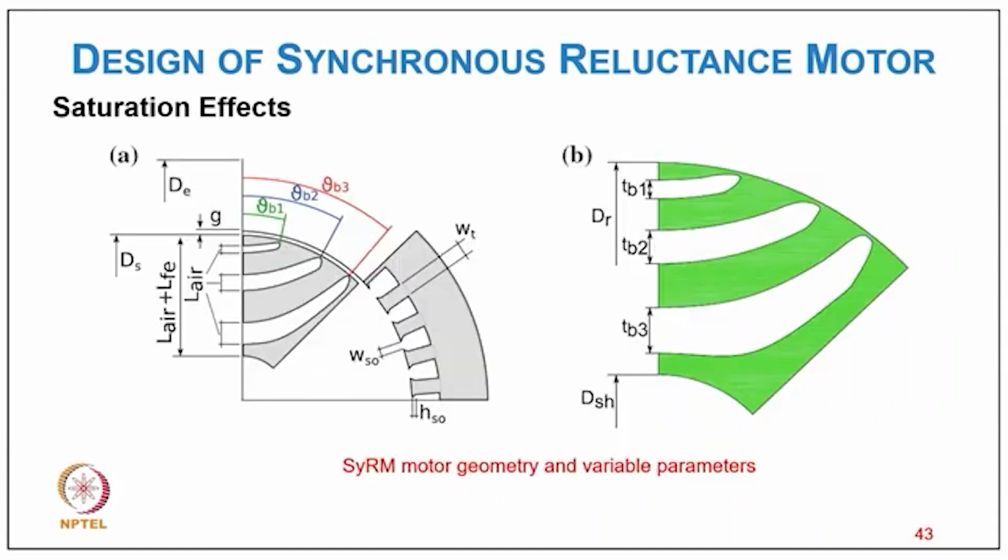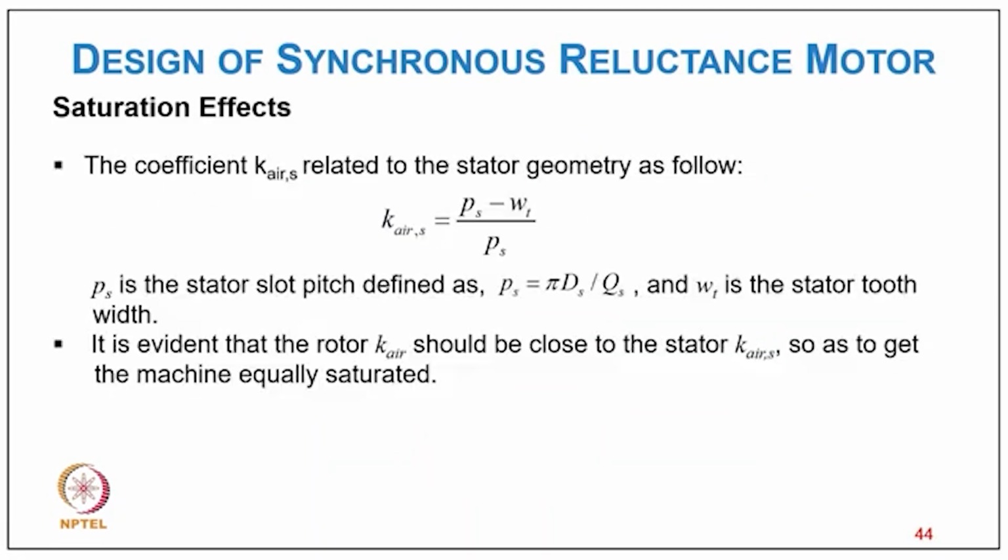Like you can clearly see the synchronous machine geometry and variable parameters of the different parts. So now coming to coefficient Kr related to the stator geometry as follows: Krs equal to ps minus Wt divided by ps. ps is the stator slot pitch defined as ps equal to pi ds upon Qs.